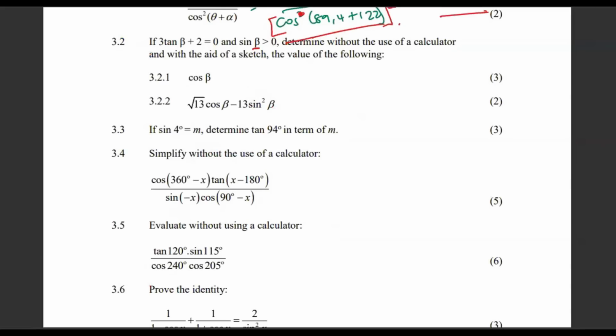Then root 13 cos beta minus 13 sine squared.